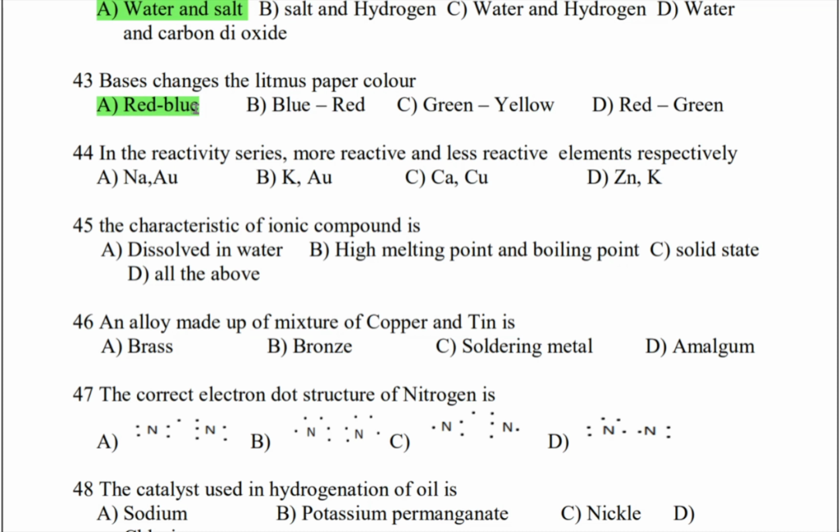Now the next question. In the reactivity series, the most reactive and least reactive elements are. The most reactive among the following is potassium and the least reactive is gold. Therefore, the correct answer is option B, potassium and gold, that is K and Au. You can check the reactivity series from the unit metals and non-metals, which will make it very easy to remember the most and least reactive elements.